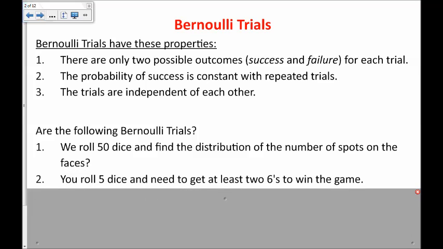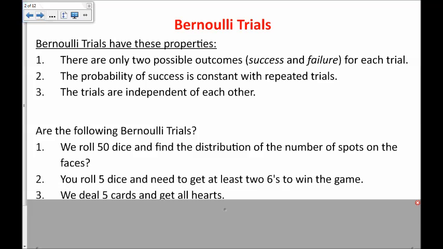Number 2, you roll 5 dice and you need to get at least 2 sixes to win the game. A success would be rolling 2 or more sixes, and a failure would be rolling only 1 or 0 sixes. If I did this over and over again, the probability of success would be the same and the trials would be independent. So these are Bernoulli trials.